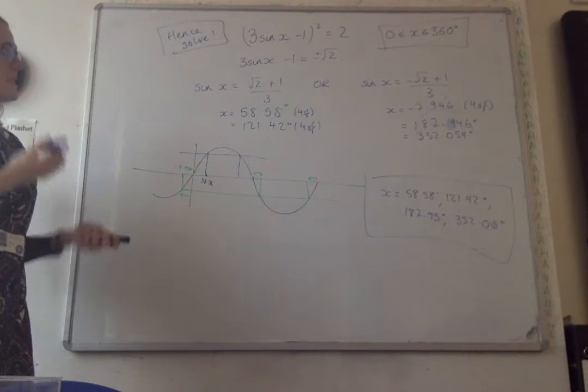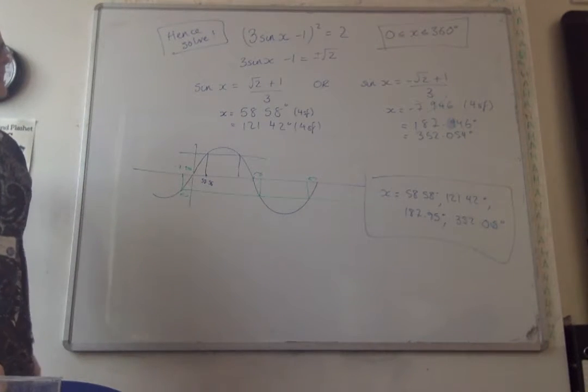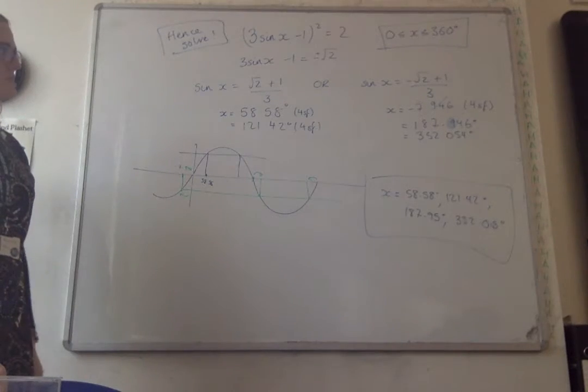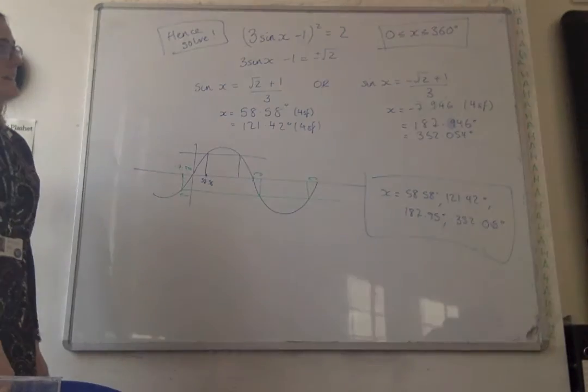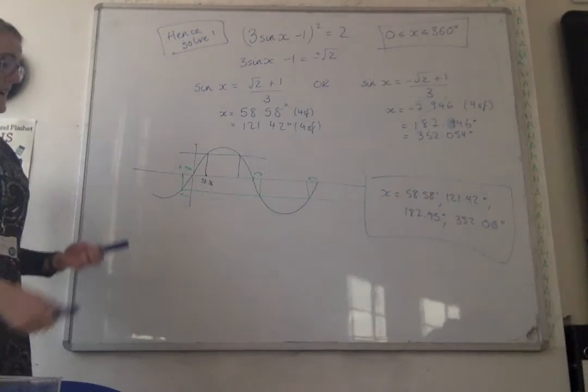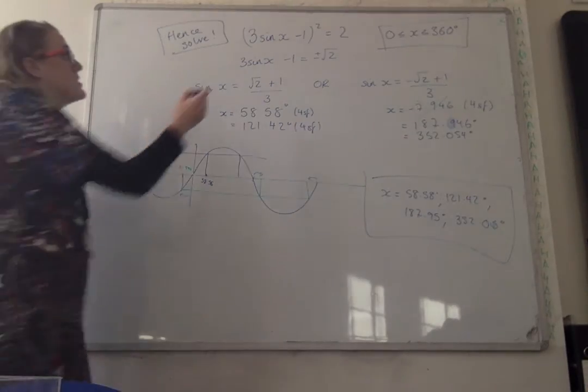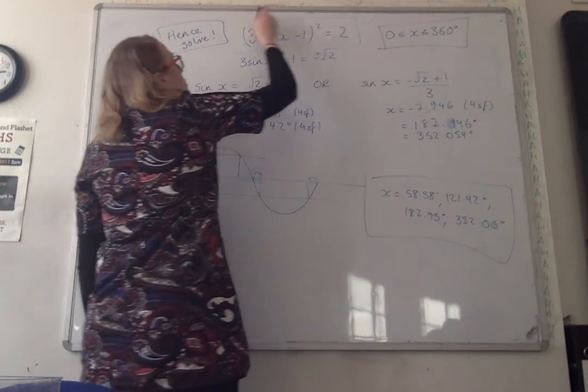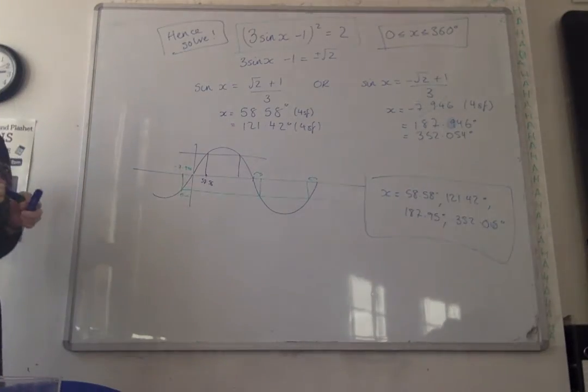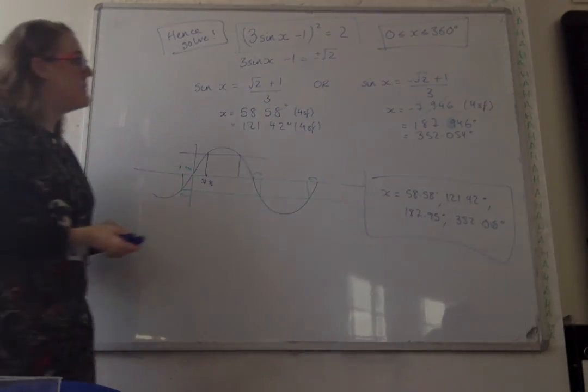Because it told us in the question what degree of accuracy it wanted, if I didn't do that, I'd have lost some marks, so watch out for that one. And hopefully that explains how to solve trig equations of a format that isn't a quadratic that can be factorised. Okay, lovely.